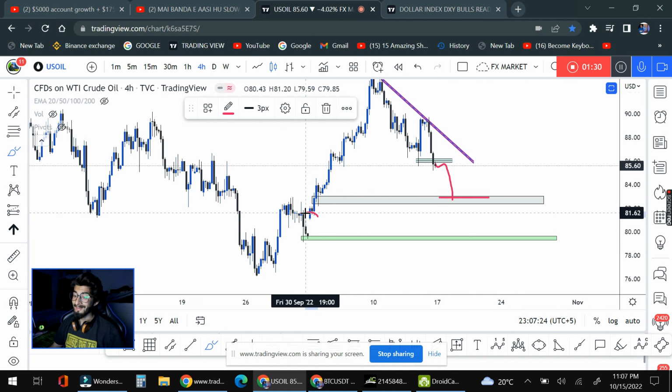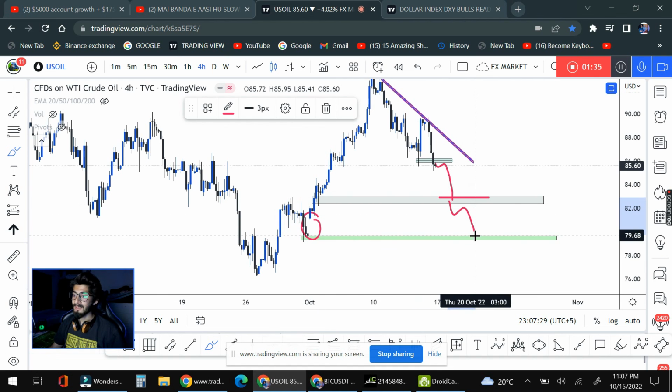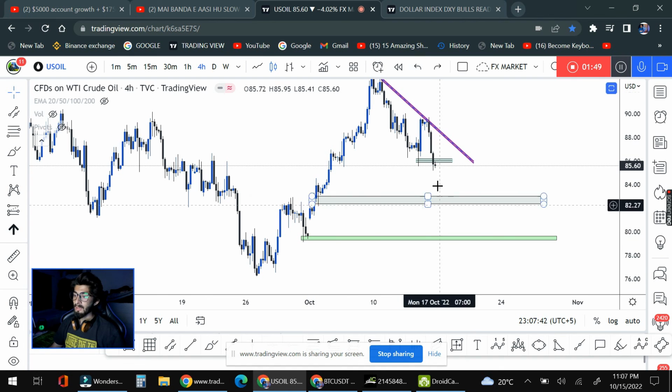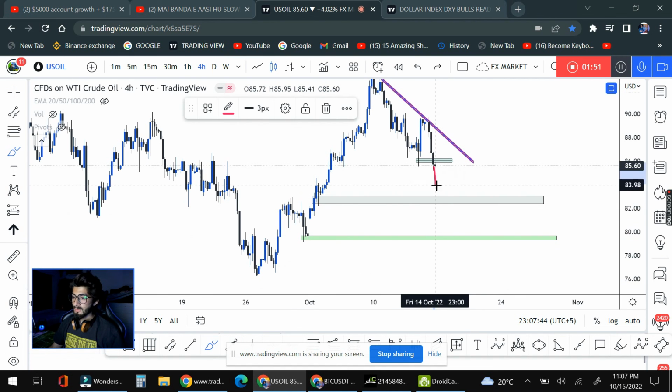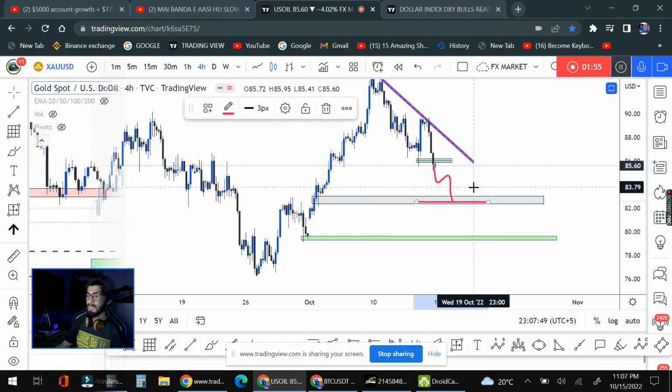Why? Because you can see that there is a strong big gap to the upside, and price came to fill this gap to the downside. But this is for the next week on the Thursday, Friday, or the end of the week. But on the open of the week, like Monday, Tuesday, we are expecting that price come to this area of support, which is 82.55 area in the US oil.